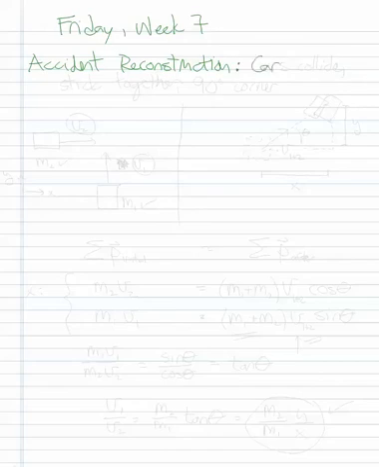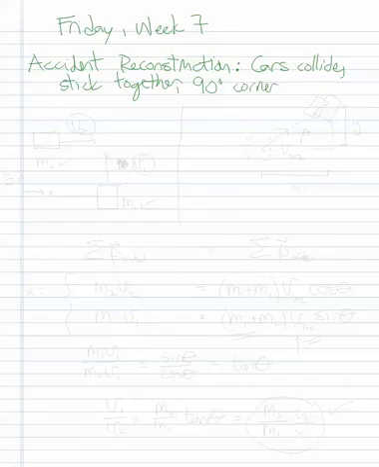Okay, this is my solution for the problem that we did on Friday of week 7. What we did this day was look at accident reconstruction. We looked at the case where the cars collide, stick together, and come to a stop at some point on an angle at a 90-degree corner.